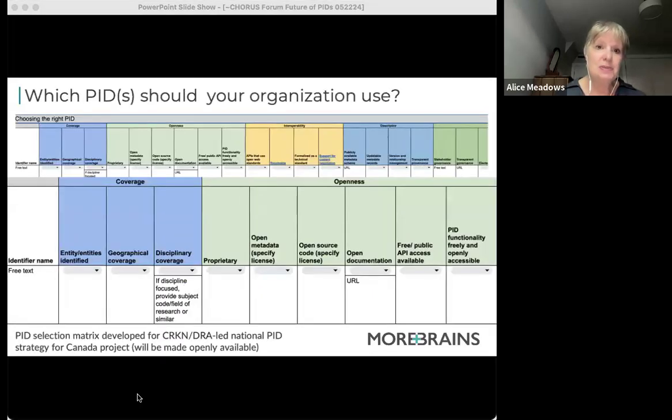And that leads me on to, this is at a very early stage, so I have permission to share this with you. It's not publicly available yet, but we've been working with the Canadians as well on their national PID strategy. And one of the things that we've been doing with them is to come up with a matrix to enable the selection of the best PIDs for the entities that they want to have identifiers for. This includes all sorts of different criteria, how open they are, what the coverage is, what the metadata availability is, that kind of thing. But the idea is that this can be used as a tool to make informed decisions based on community needs about which, once you know what your priority entities are, which are the best PIDs to meet those needs.